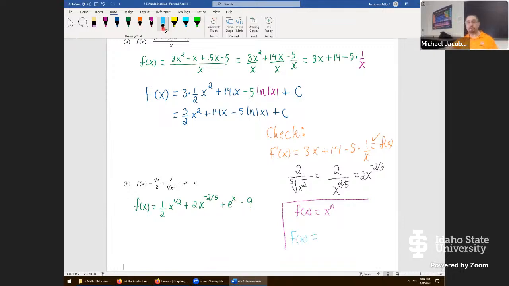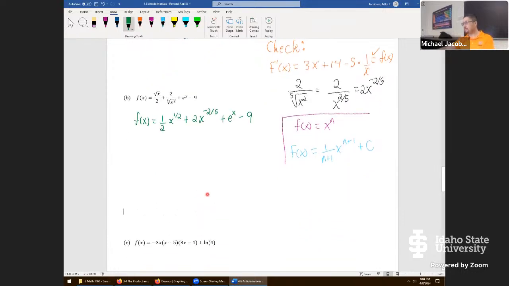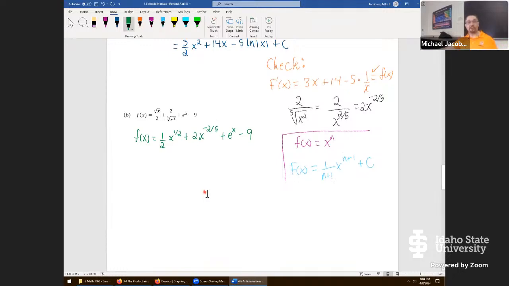The antiderivative F of x will be this. The power of x is now n plus 1. We divide by n plus 1 and throw in a constant. So we're about to do that 3 different times. Here's the formula we're about to use. And now we're ready to get started on this thing in earnest.